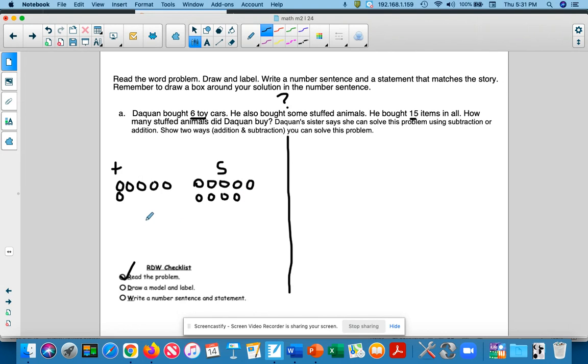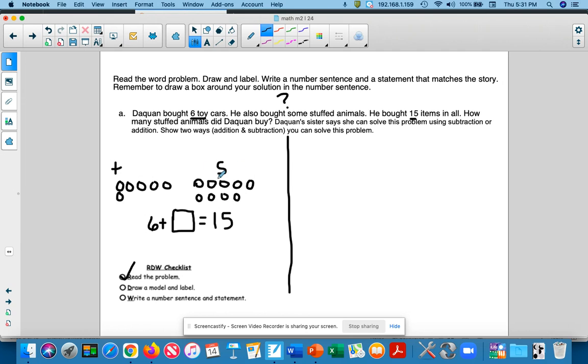Okay, now let's think of our sentence, our addition number sentence. We have 6 plus this mystery number we're about to count up. So I'm going to put a box. This is actually called the add-in, if you remember. We have a missing add-in here. And that equals 15. So we have 6 plus our mystery add-in equals 15.